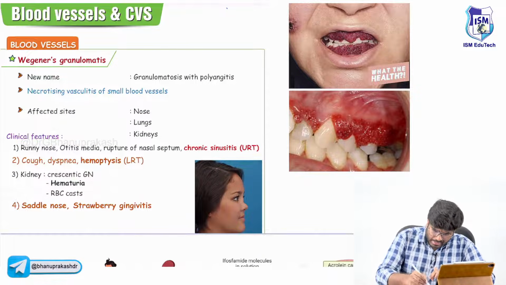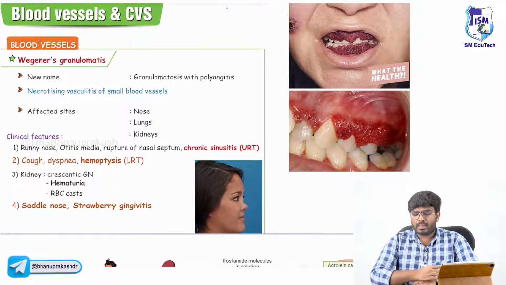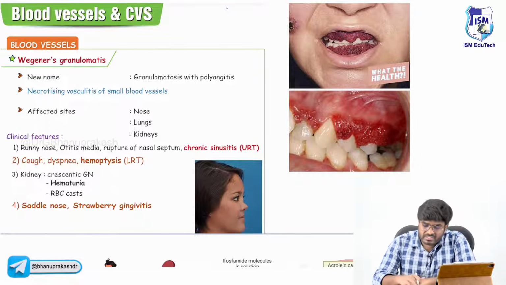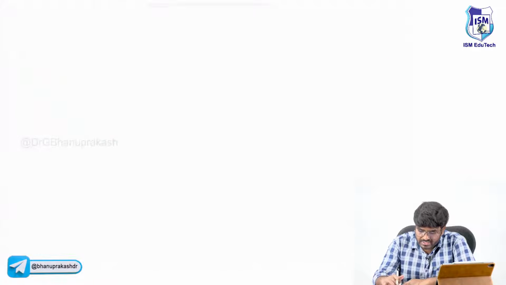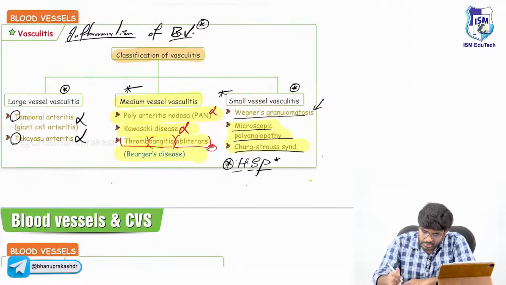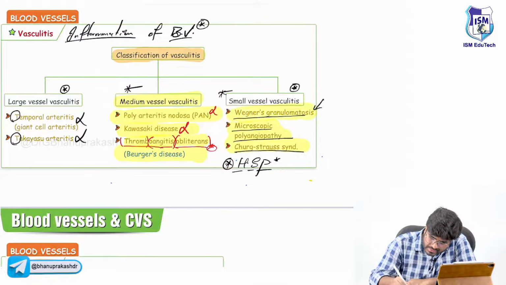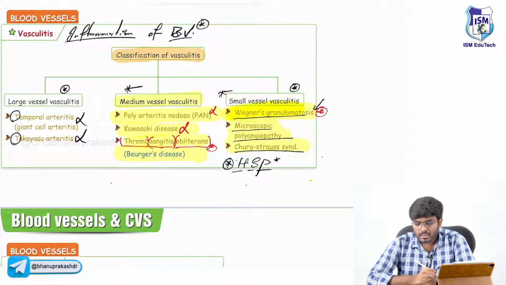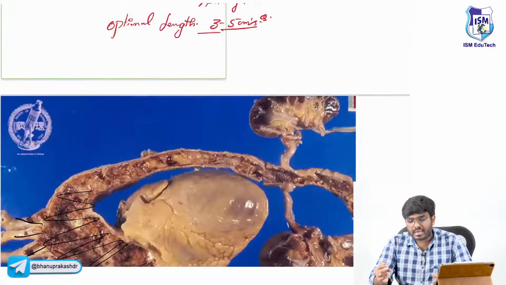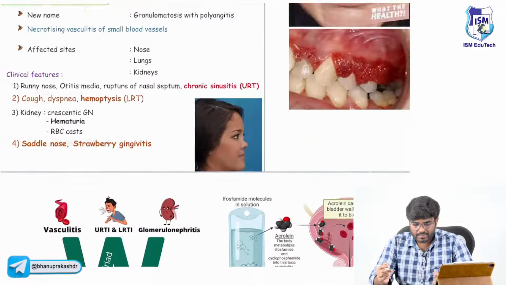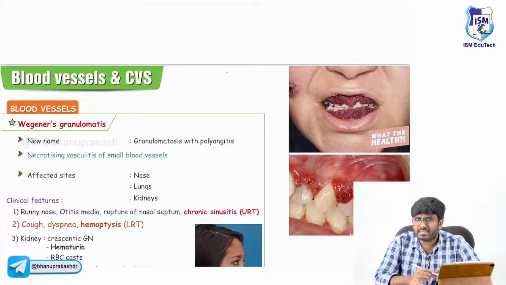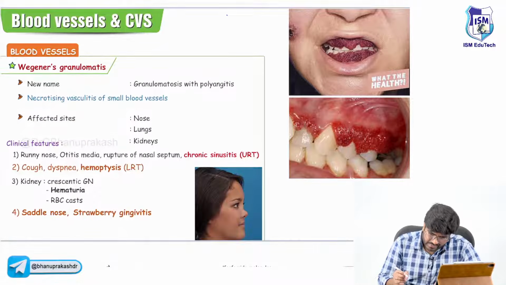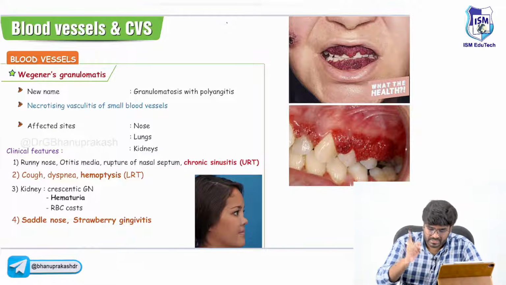Now, after this, let's discuss the small vessel vasculitis. The first small vessel vasculitis that I am going to discuss is Wegener's granulomatosis. I have asked you to remember Wegener's granulomatosis as Wegener's. Why Wegener's? C ANCA positivity is seen. 75% of the cases are associated with C ANCA. Remember that. We will discuss that later.